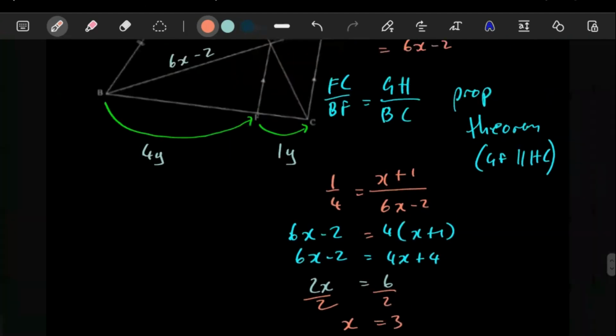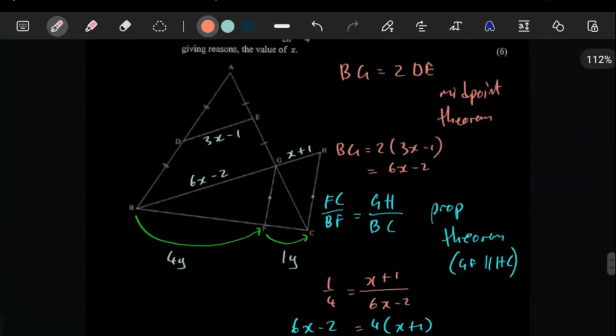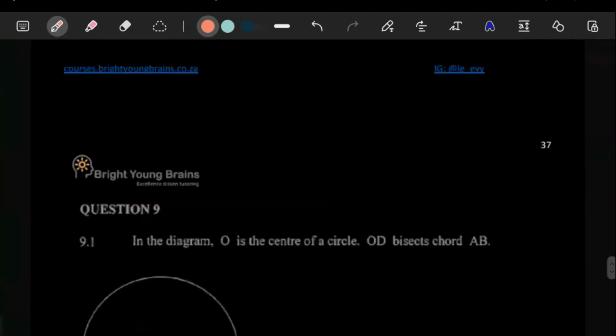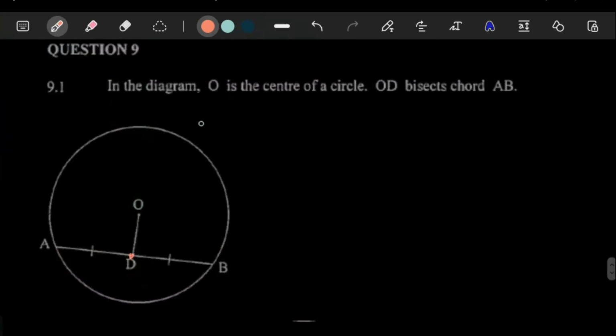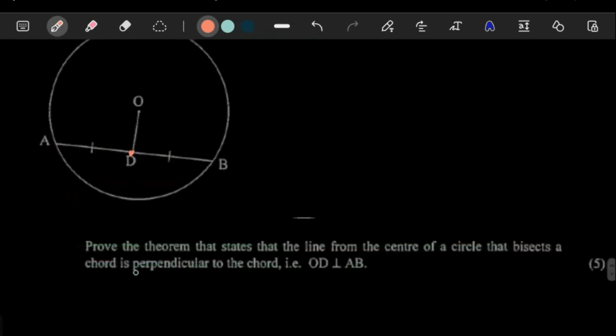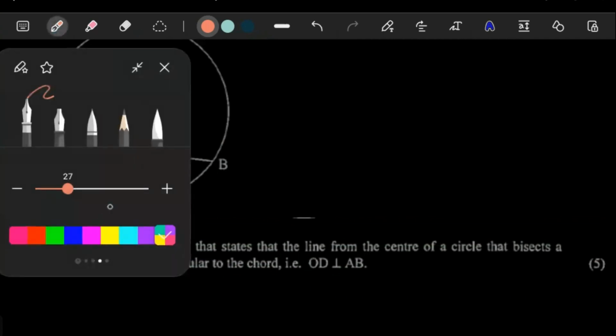Perfect. Good marks. It's a 6-mark question. That's okay. Fair. Move on to question number 9 here. 9.1 says, in the diagram, O is the center of the circle. OD bisects chord AB. Yes, it's a proof question. Prove the theorem that states that the line from the center of a circle that bisects the chord is perpendicular to the chord. Okay. So this one is a straightforward proof, right?